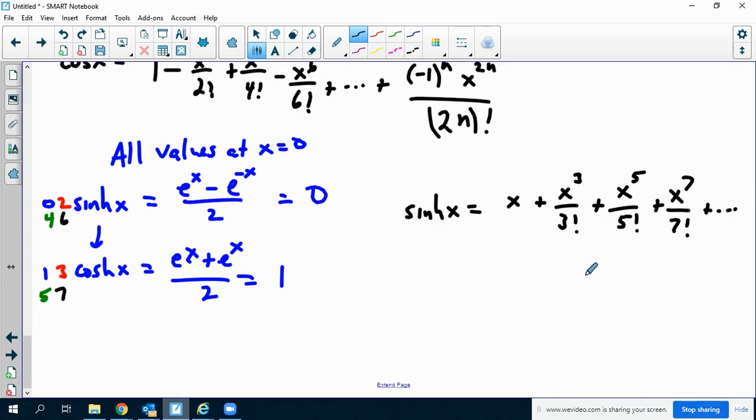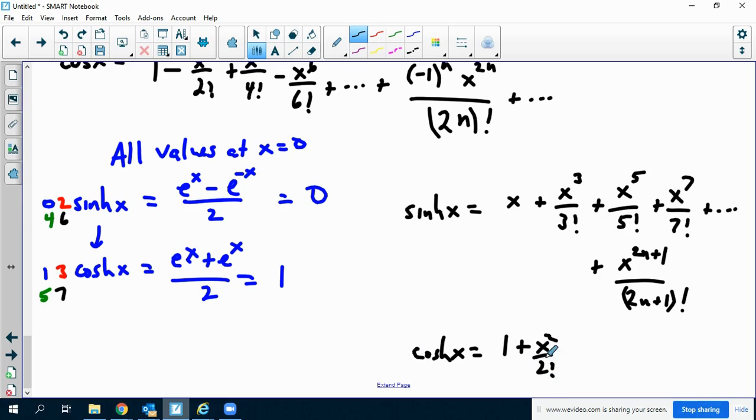So I basically end up with the exact same thing that I originally had, except I don't have the alternating term. So I have x to the 2n plus 1 over 2n plus 1 factorial. Likewise, for hyperbolic cosine, I end up with exactly what I had for cosine, except I don't have the alternating term. And so that's just a little primer on hyperbolic functions.